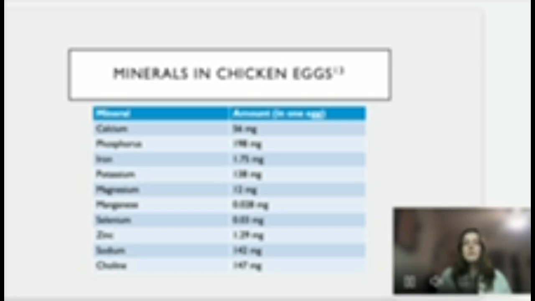So first is calcium, which is 56 milligrams, phosphorus, which is 198 milligrams, iron, which is 1.75 milligrams, potassium, 138 milligrams, magnesium, 12 milligrams, and manganese, which is less than half a milligram, selenium, 0.03 milligrams, zinc, 1.29 milligrams, sodium, 142 milligrams, and choline, which is 147 milligrams. Later on, we'll be talking about what these minerals do for the body.